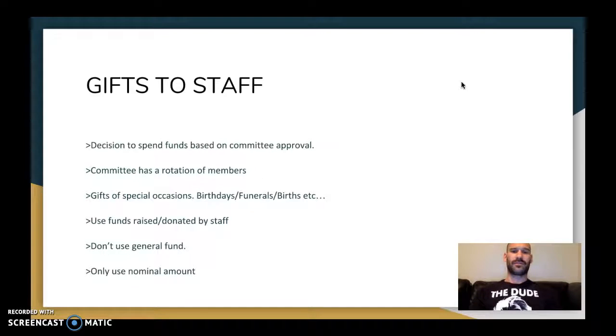Our district happens to have a flower fund in the case of a death of an immediate family member. Everybody contributes a small amount each year, and if that happens with a staff member, then we agree to purchase flowers for that family. This money cannot come out of the general fund, and it is only to be used in a nominal amount.